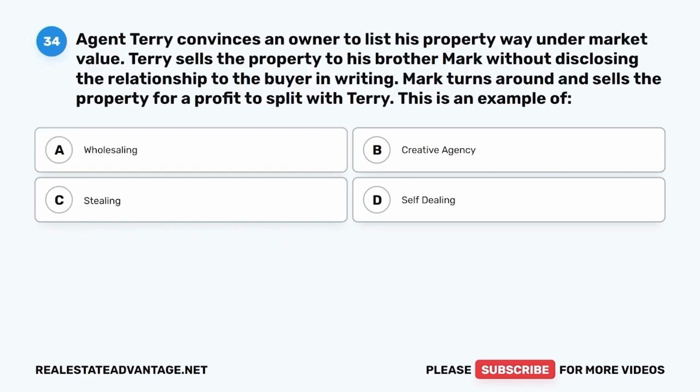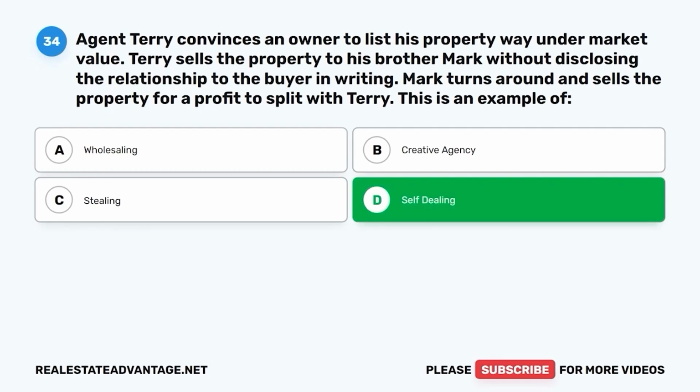Question 34. Agent Terry convinces an owner to list his property way under market value. Terry sells the property to his brother Mark without disclosing the relationship to the buyer in writing. Mark turns around and sells the property for a profit to split with Terry. This is an example of A. Wholesaling, B. Creative agency, C. Stealing, D. Self-dealing. The correct answer is D.